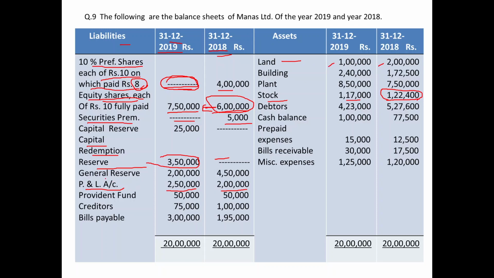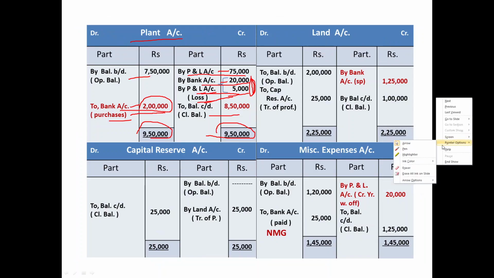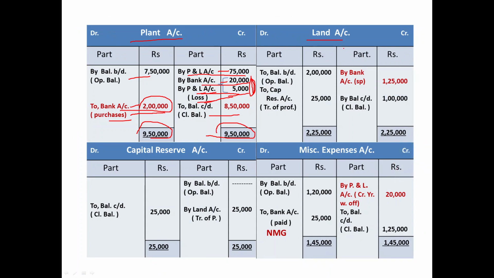On the liability side, capital reserve. Last year the balance was nil, current year 25,000. Let us prepare these 2 ledger accounts related to this transaction. Have a look. Land account: opening balance 2 lakhs, closing balance 1 lakh. Capital reserve account: as we saw in the balance sheet, no opening balance versus closing balance 25,000.